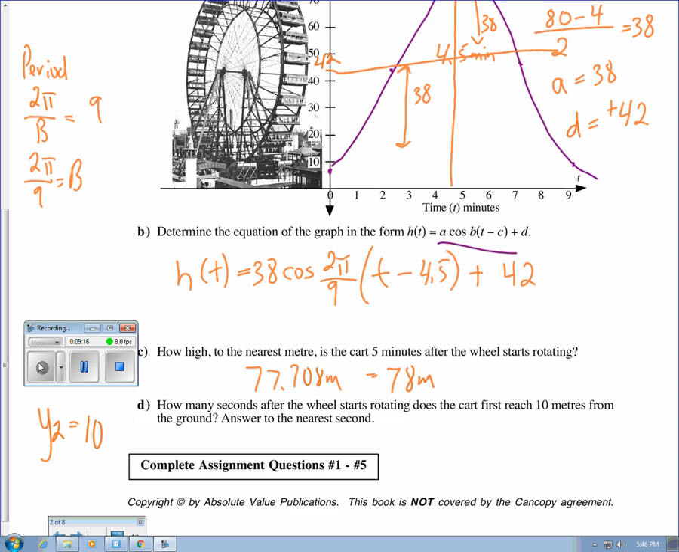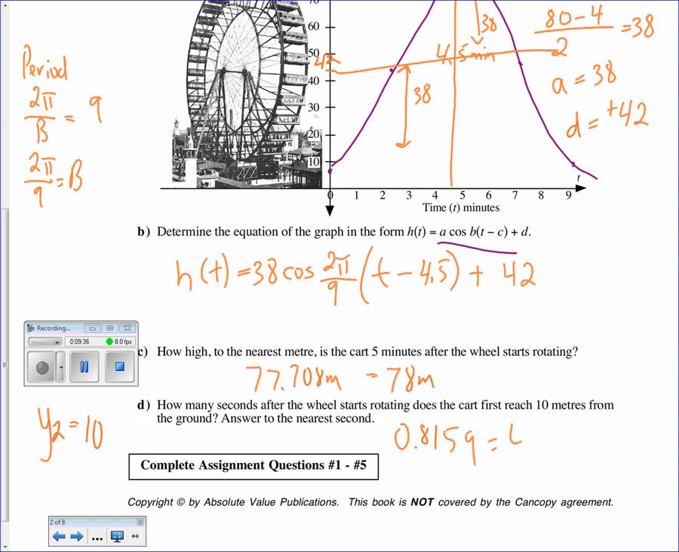My calculator is going to give it to me in minutes, and I need it to the nearest second. So 0.8159 of a minute is 0.8159 multiplied by 60, which gives me 48.9 seconds. To the nearest second, that's 49 seconds.